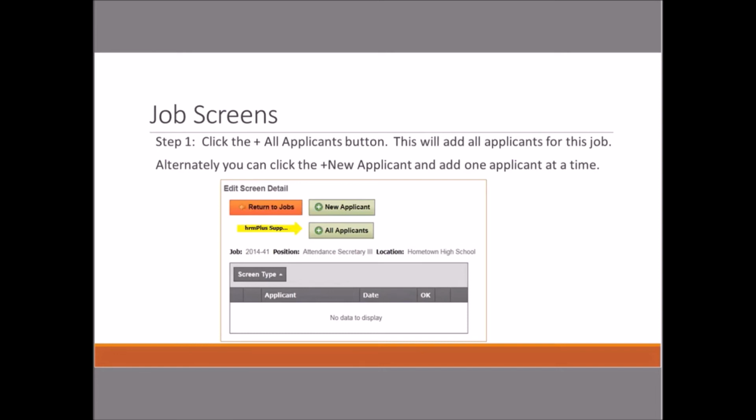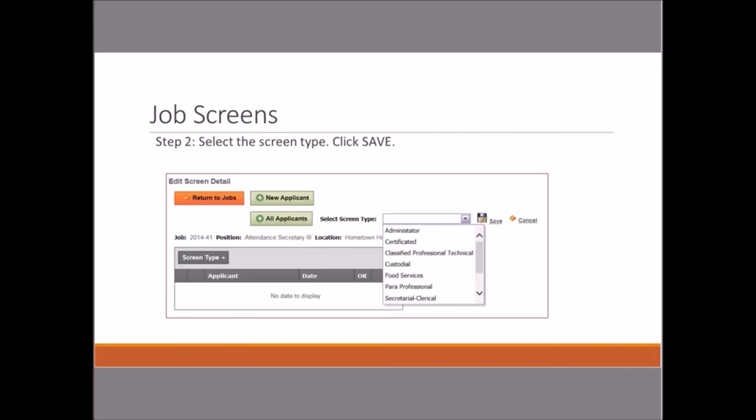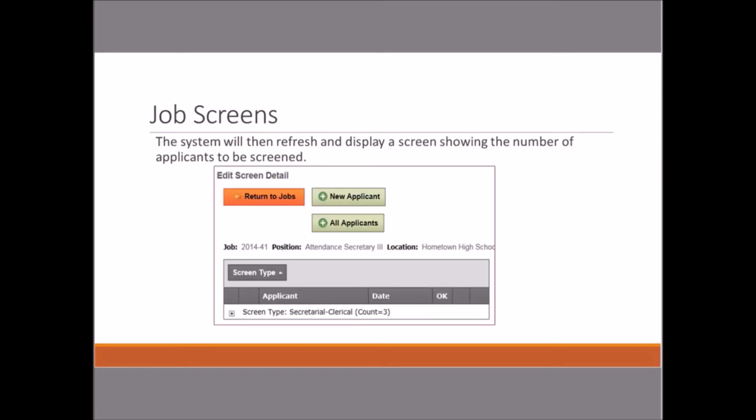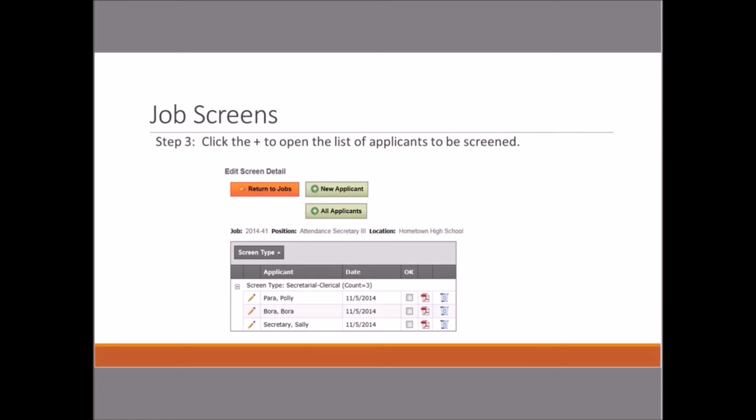If I click all applicants, the next thing I have to do is pick which screen I want to do, so which type of screen I want to associate with this job. If this is my attendance secretary job, I'd probably pick my clerical screen, and then I would save it. And it's added 3 applicants to this job. If I want to see the list of those applicants and go in to screen them, I expand the view by clicking the plus sign. And the screen will look like this.